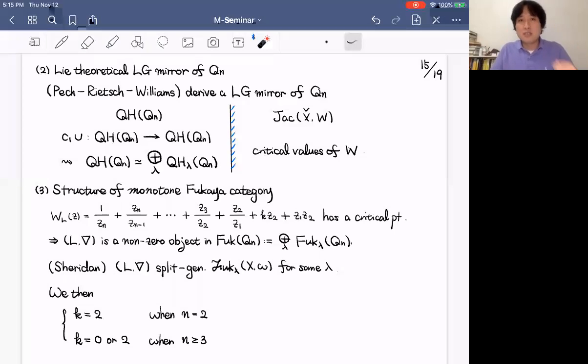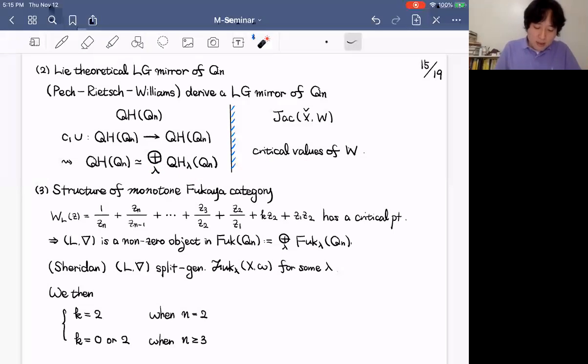The first is the Landau-Ginzburg mirror of the quadric hypersurface. Pech, Rietsch and Williams derived the Landau-Ginzburg mirror of the quadric Q^n, which can compute the quantum cohomology ring. So the mirror symmetry statement tells us that the critical value of the superpotential corresponds to the eigenvalue of the quantum cohomology ring. The c_1 quantum product acts on the quantum cohomology ring, and using the eigenvalues, we can decompose our space. This value and the critical value actually correspond.